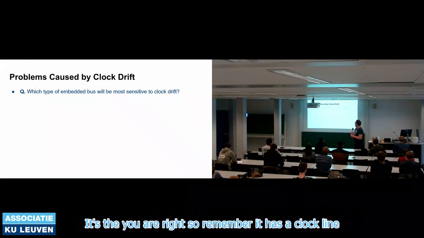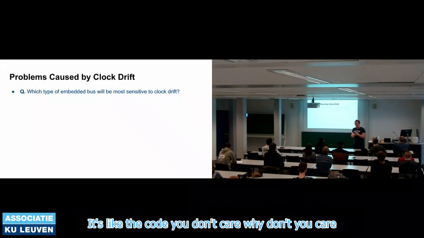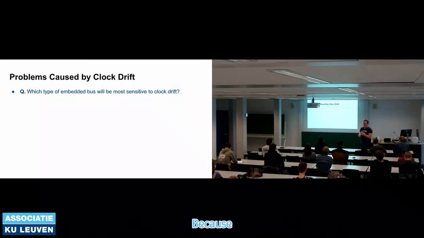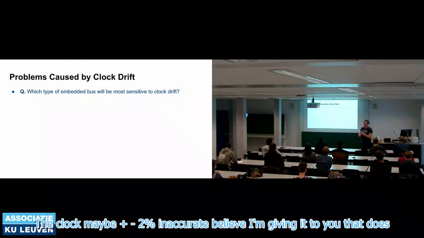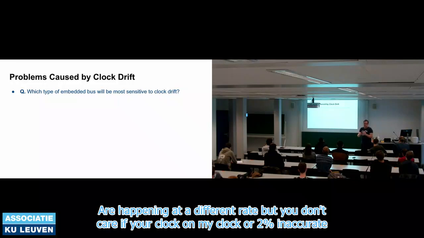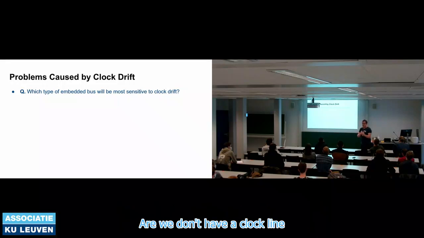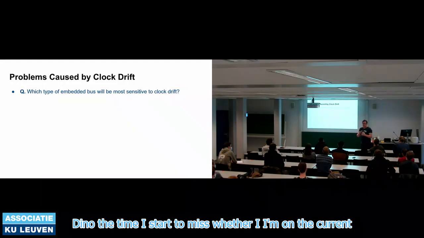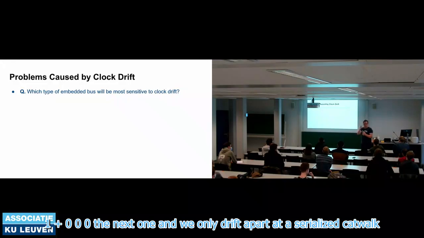Fair enough. It's the UART, right? So remember, if it has a clock line, it's like the code. You don't care. Why don't you care? Because the clock may be plus minus 2% inaccurate, but if I'm giving it to you, that doesn't matter when I signal my ones and zeros. They're happening at a different rate, but you don't care. If your clock and my clock are 2% inaccurate and we don't have a clock line, then over time I start to miss whether I'm on the current one or zero or the next one, and we drift apart, and our serial lines can't work.